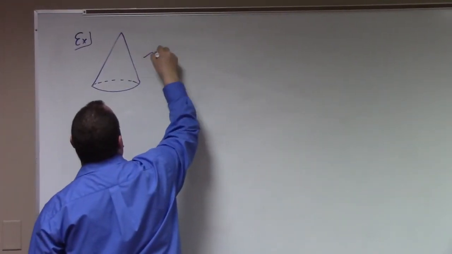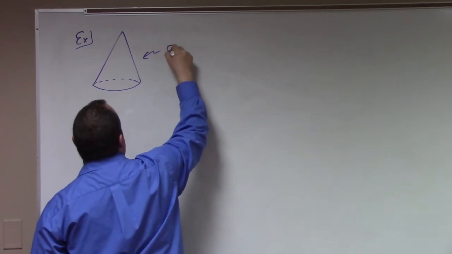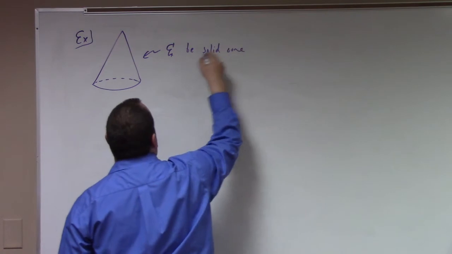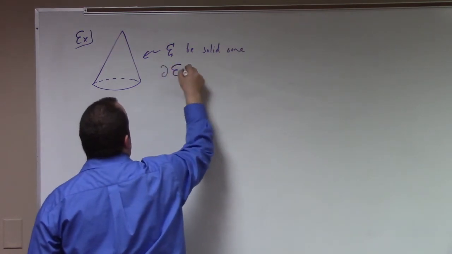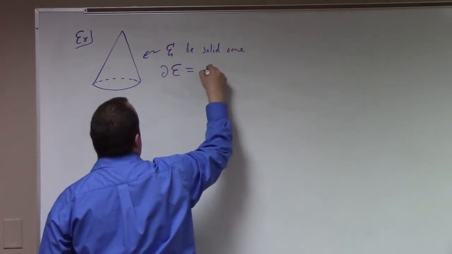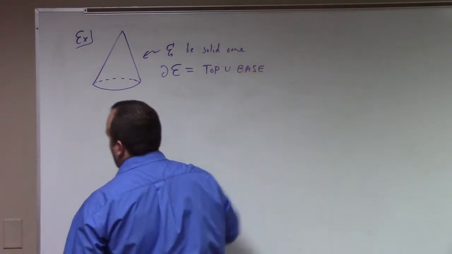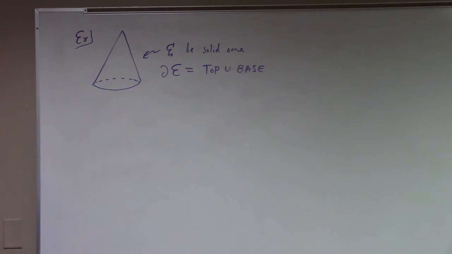So let E be a solid cone. Right, so the boundary of E has two pieces, right? Like the top and the base. Now, the other thing I haven't told you yet, which is kind of important, is that the divergence theorem assumes that the simple solid is positively oriented. What does it mean for a simple solid to be positively oriented?